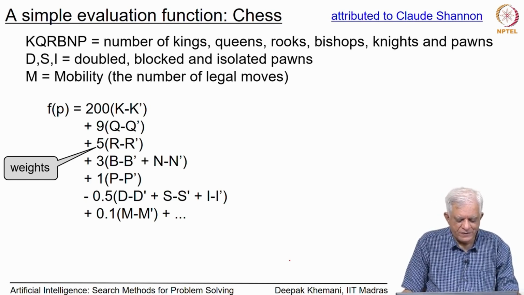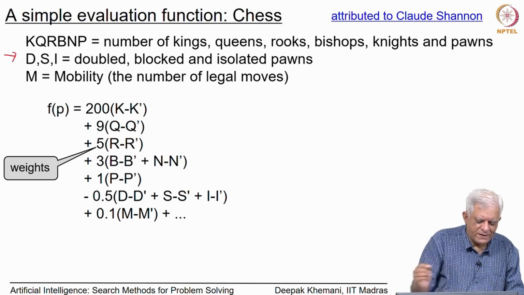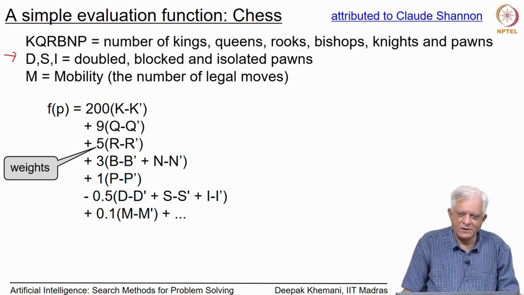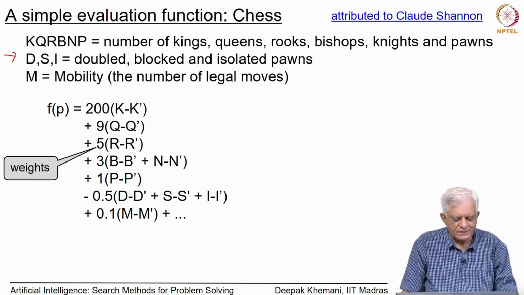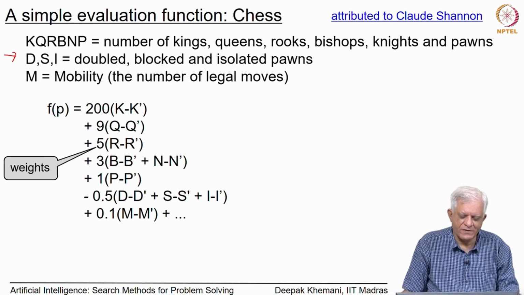So, apart from material value, we also have positional value, as we have said, and the positional value here is indicated by these 3 features D, S and I, which talk about how the pawns are organized: doubled pawns, blocked pawns or isolated pawns. And M is the mobility, the number of legal moves that are available to each.